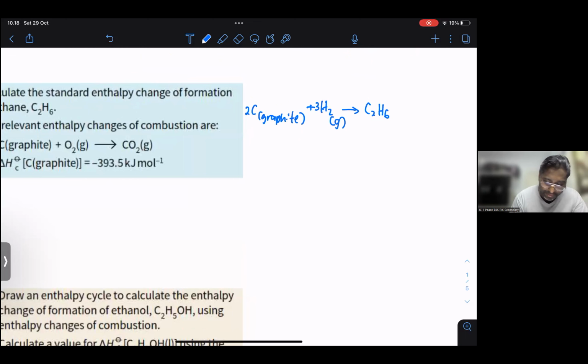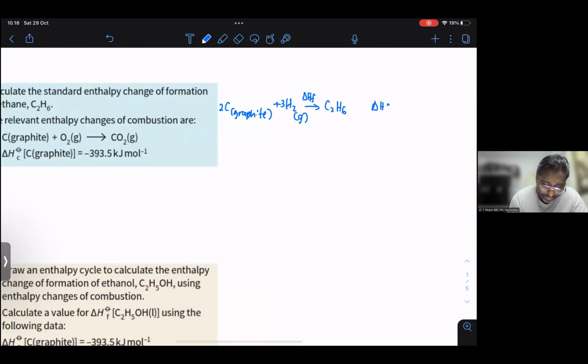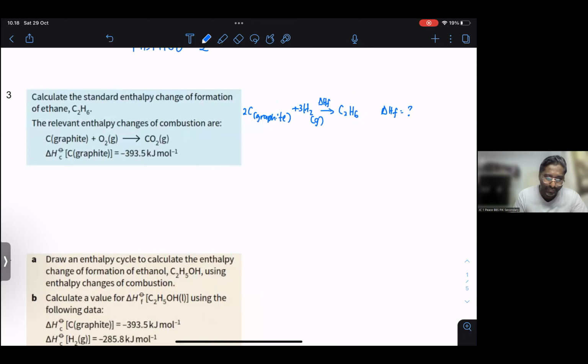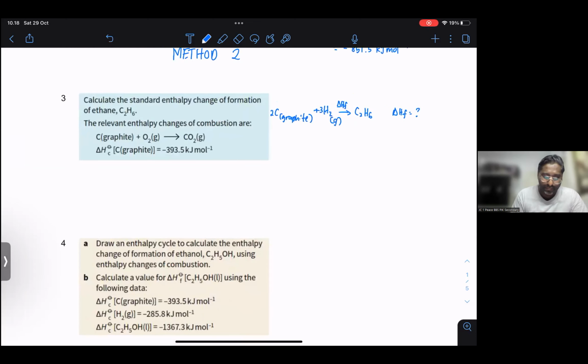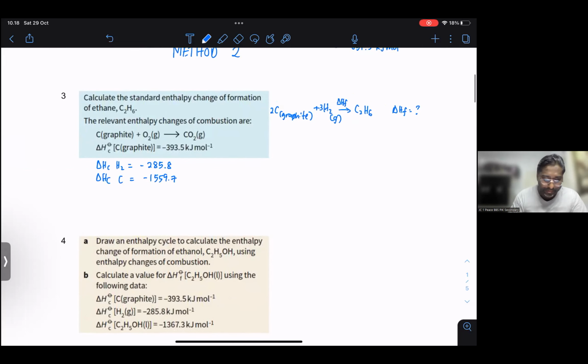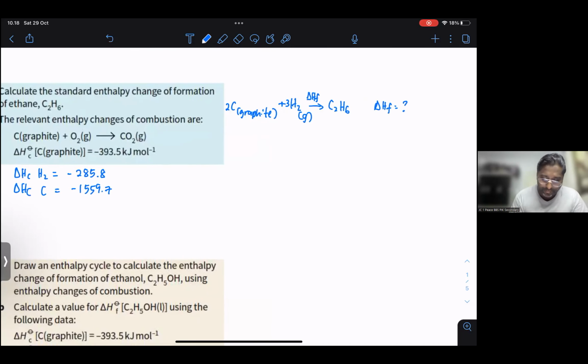So I'll just put enthalpy of formation, which I do not know. The relevant enthalpy change of combustion are given. In this case, when I printed for you, I have already given the enthalpy of combustion of hydrogen, which is negative 85.8, and enthalpy change of combustion of carbon, which is 5, is going to be negative 559.7. This one we've already covered in the class, so I'll just go a bit faster over here.